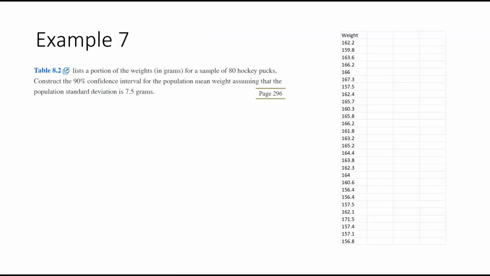For our last example here, we're going to use a table. This data is in your data files, so you can grab it and pull it open into your spreadsheets, Excel, Google Sheets. These are the weights in grams of 80 hockey pucks. And they want us to do a 90% confidence interval for the population mean weight, assuming that the population standard deviation is 7.5 grams. So we know that we've got 7.5 here. And because it's 90%, we know that our z-score is 1.645.